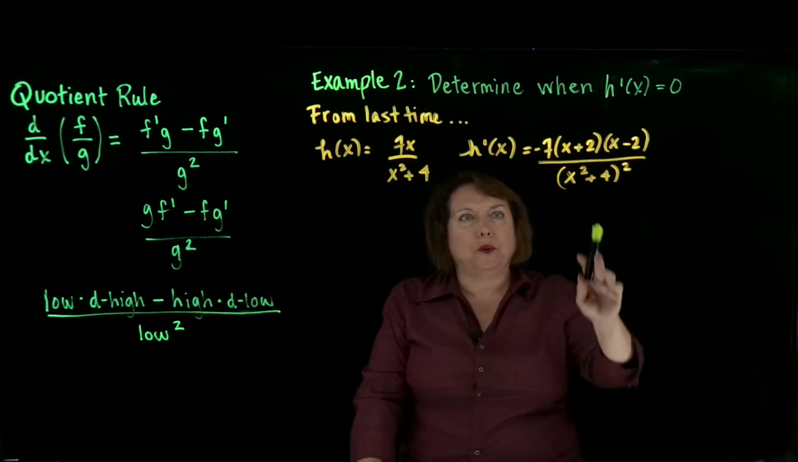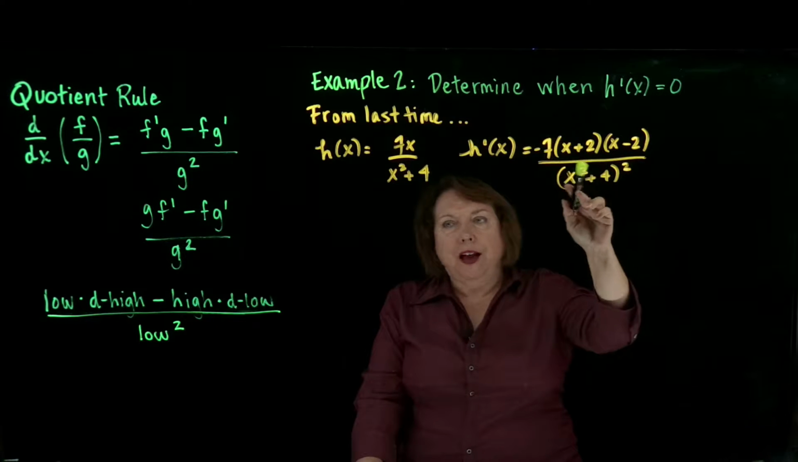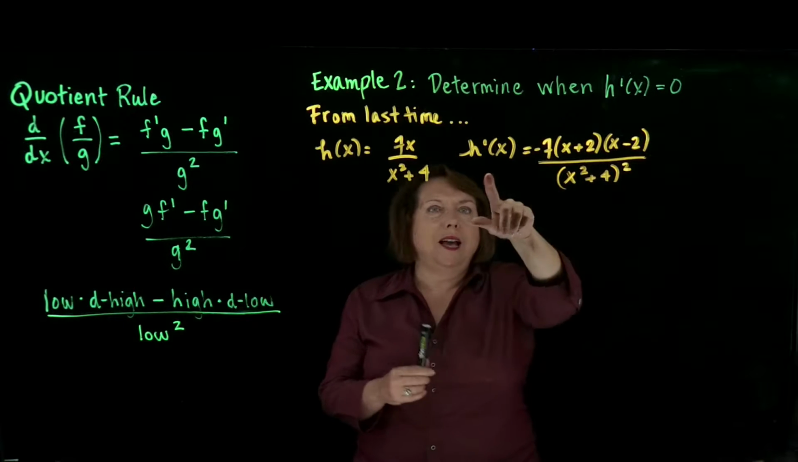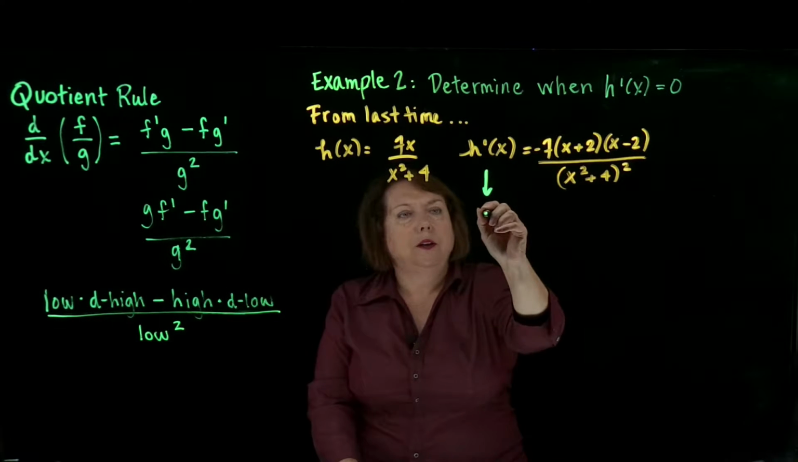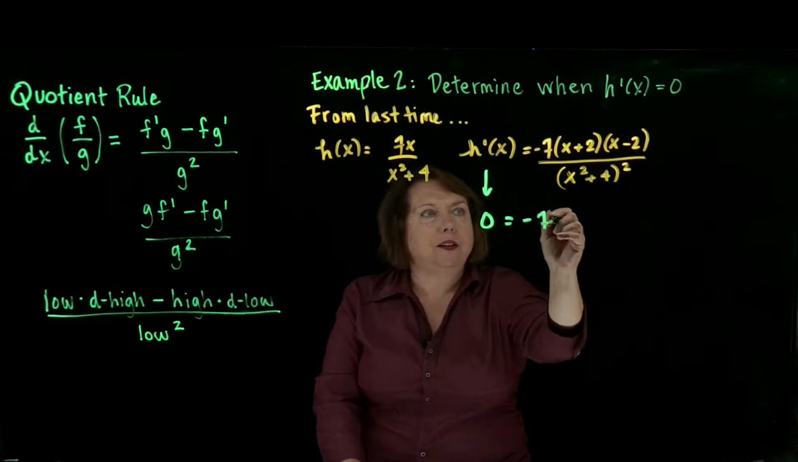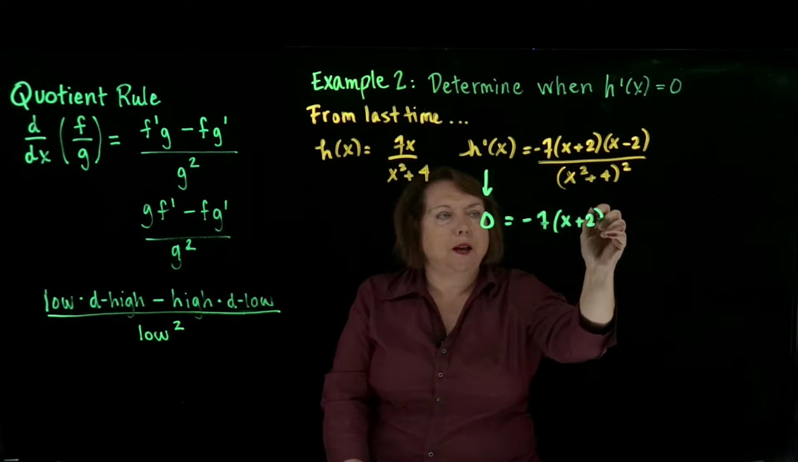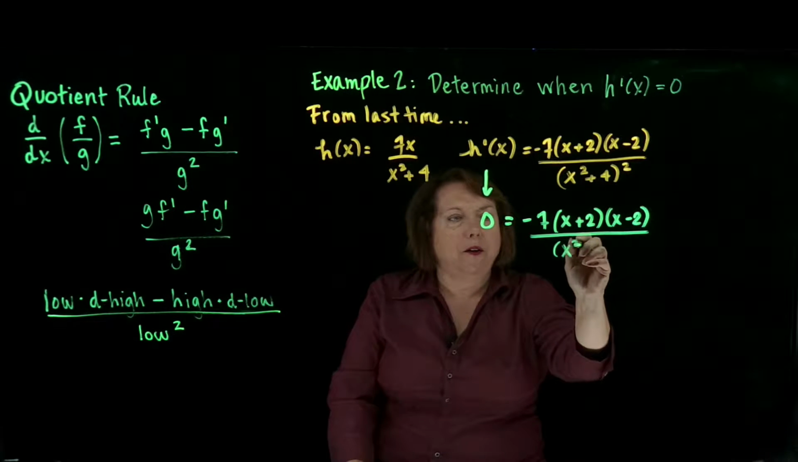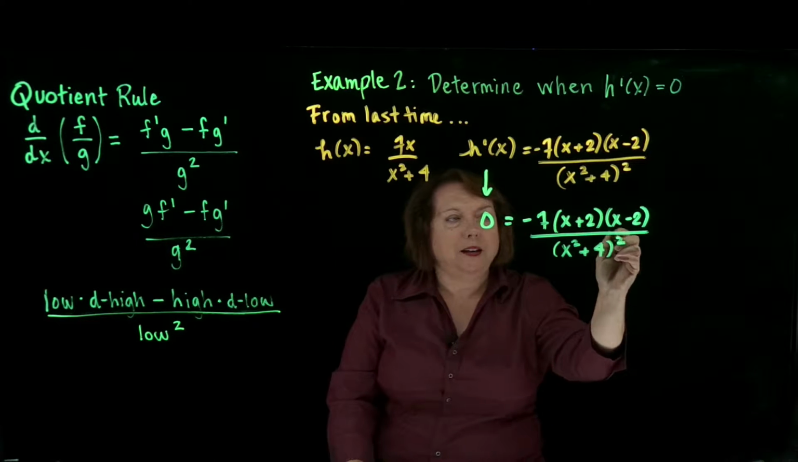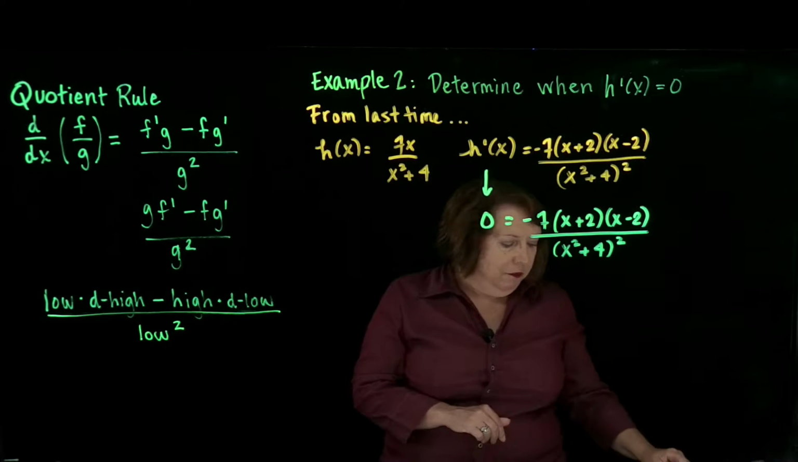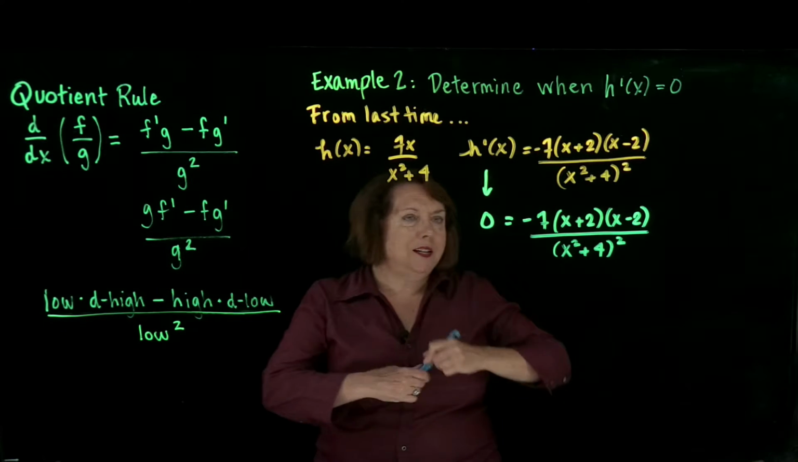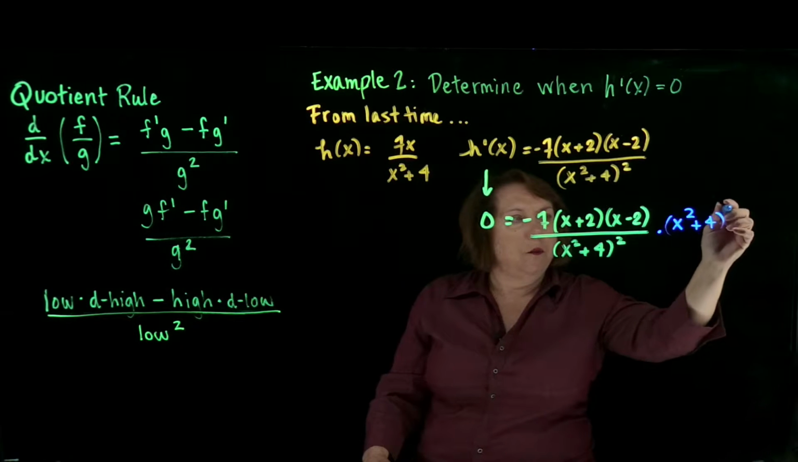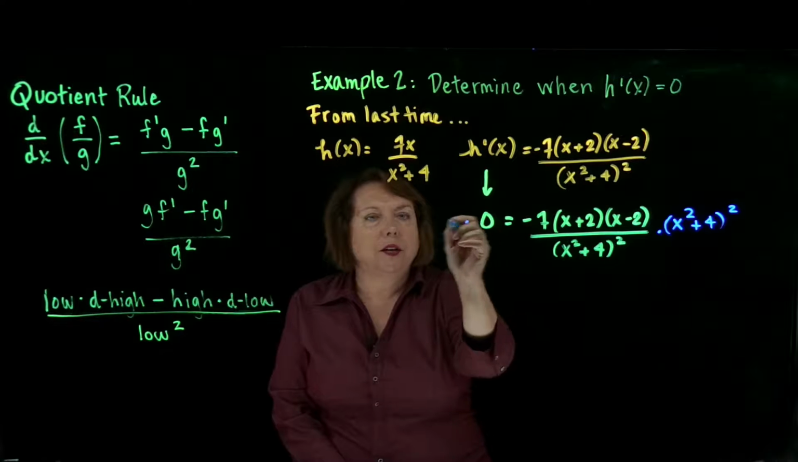So remember from last time, here was our function. We used the quotient rule to find the derivative and completely factored the numerator so that we can work with it easier. So what do we want to do? We want to set h prime of x equal to 0. So 0 equals negative 7 times (x plus 2) times (x minus 2), divided by (x squared plus 4) quantity squared. So how will we solve this? Well, we'll want to multiply both sides by that denominator, (x squared plus 4) quantity squared, on the right side here, and also on the left side.